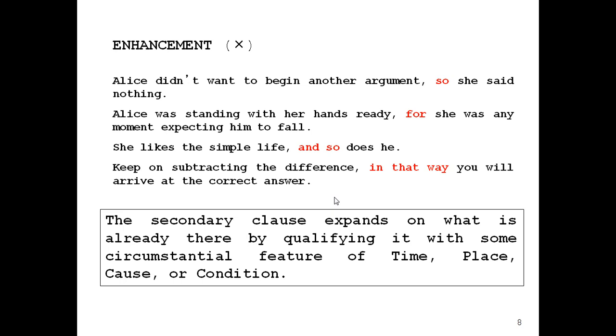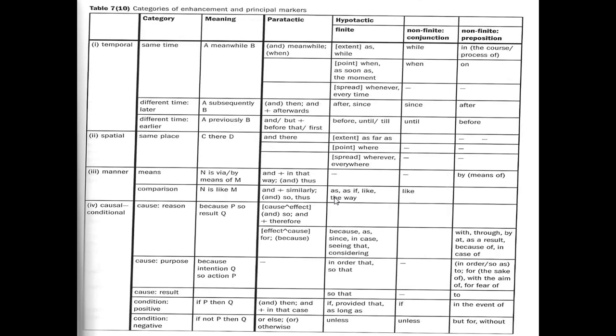Alice was standing with her hands ready, for she was in a moment expecting him to fall. This is cause. Okay. These are examples that you can study if you want, or just have a look at, so that you can have a fairly complete overview of the conjunctive adjuncts that are typically associated with enhancement. Okay.